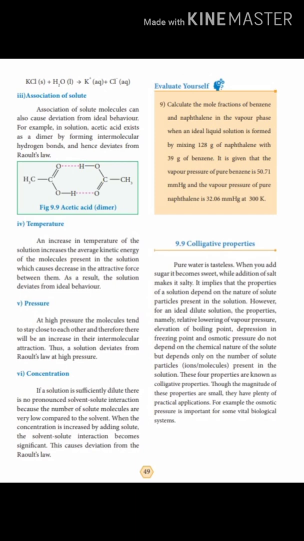The third one discusses association of solute. Association of solute molecules can also cause deviations from ideal behavior. For example, in solution acetic acid exists as a dimer by forming intermolecular hydrogen bonds, and hence deviates from Raoult's law. See the picture, acetic acid dimer.